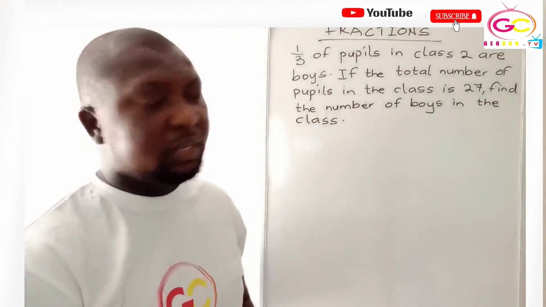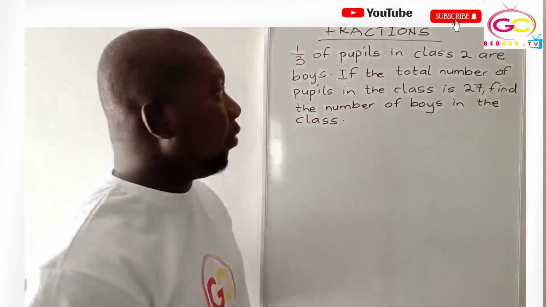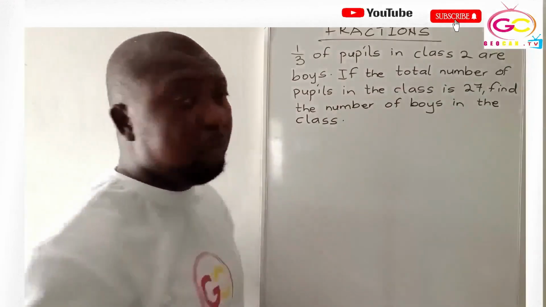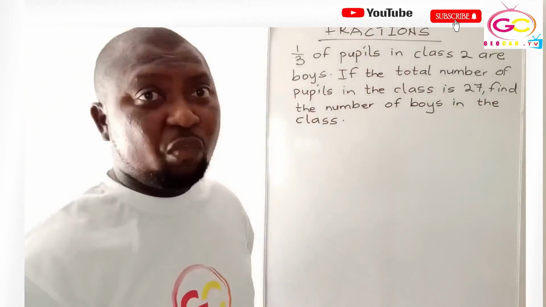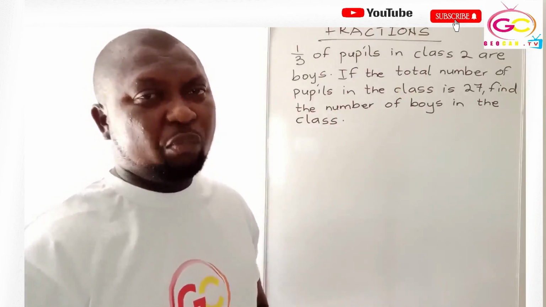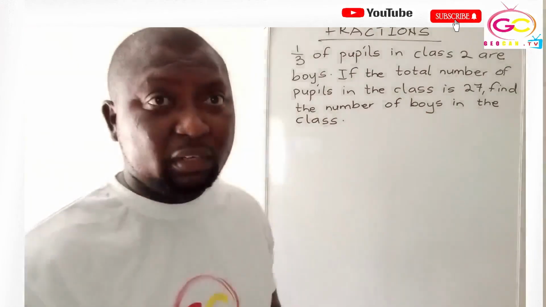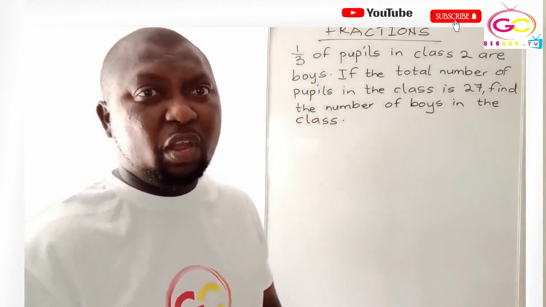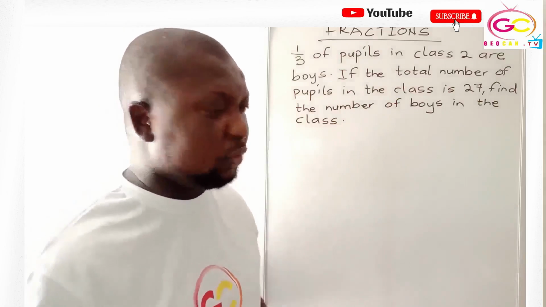Good, this is simple, right? We are told that 1/3 of pupils in class 2 are boys. So the question is seeking the number of boys, the actual number of boys. Since we know the fraction is 1/3, we ask ourselves, what is the total number of pupils in the class? And we have it in the question, which is 27. So you are just finding 1/3 of the total class, which is 1/3 of 27. And "of" in mathematics simply means multiplication. So let's tackle it.